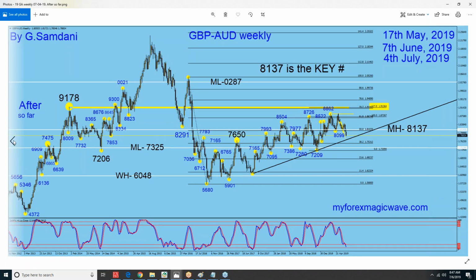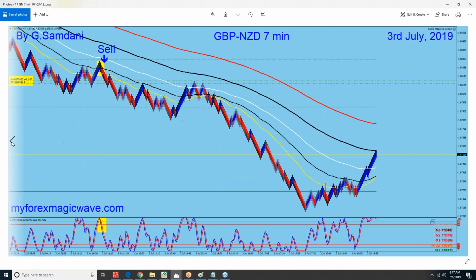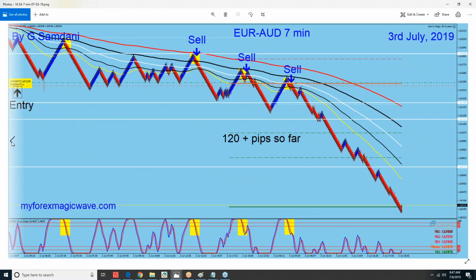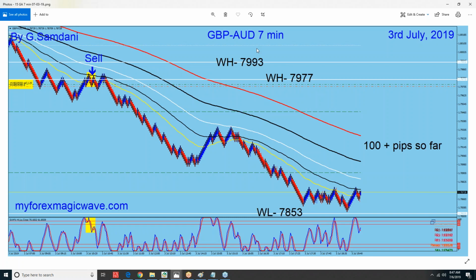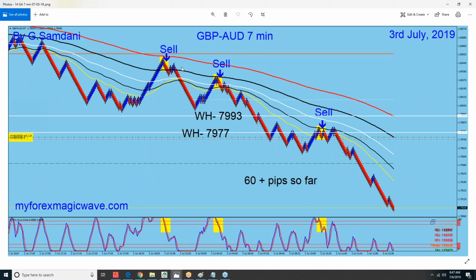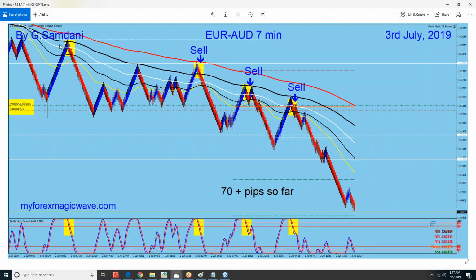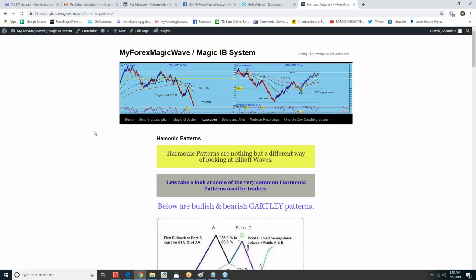And last week I had these trades. See, Pound Aussie. This is Euro Aussie, 120 pip. Pound Aussie. Look, this is the entry here. Beautiful entry all the way, 100 pip. Pound Aussie, this is the entry. I had this trade, I had this trade, I had this, all of that. Euro Aussie, all of these were trades. Beautiful entries. So I'm not gonna waste more time. This is what it is all about.